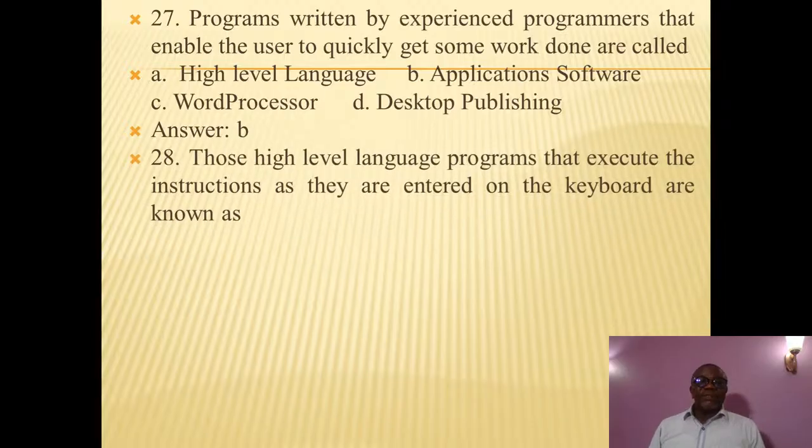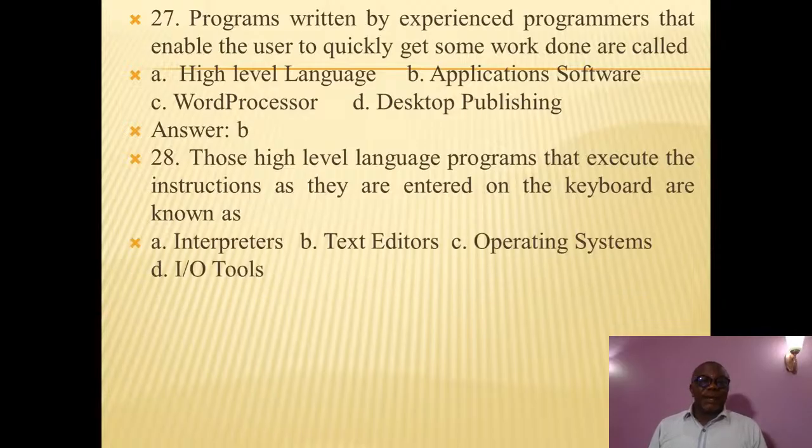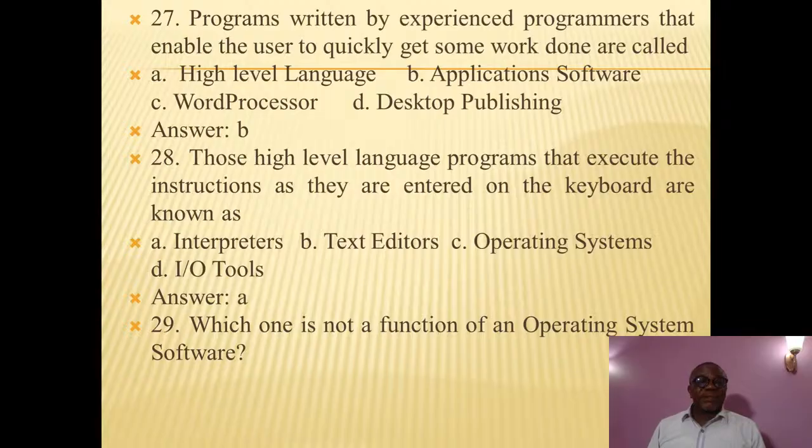Then 28, the instructions that as they are entered on the keyboard are known as A, interpreters, B, text editors, C, operating systems, D, input-output tools. Of course, we know that they are called the interpreters. When you are keying in your instructions, they are interpreting it the way the machine will understand it. So they are called interpreters.